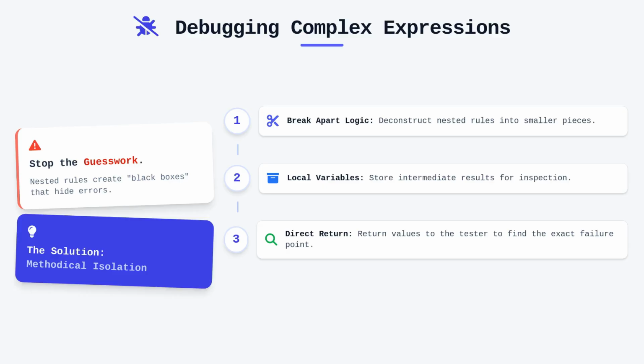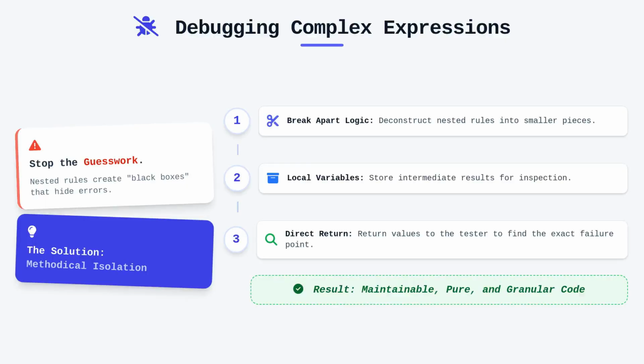This strategy of isolating variables is identical to the techniques we use in other programming environments to keep logic pure and inspectable. By keeping your rules granular and ensuring they only handle one responsibility, you naturally make them easier to test and debug, which is a hallmark of maintainable code.